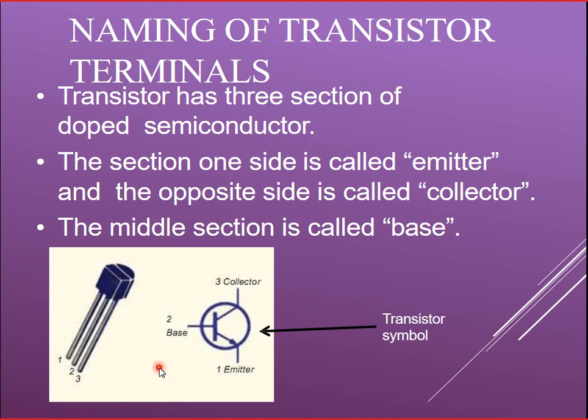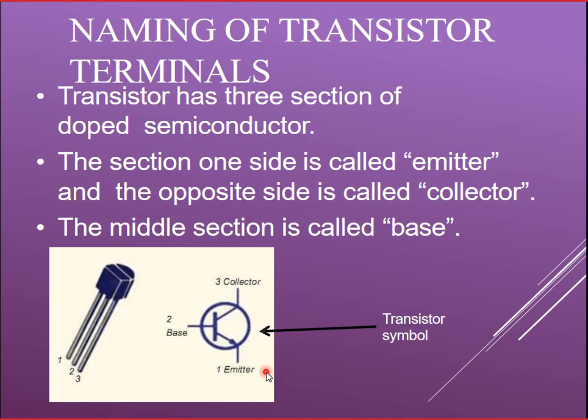So what is the reason? Let's see. Here the emitter will be there. What it does is it has a lot of electrons, so the doping concentration is very high. And what is the function of the emitter? It will emit the electrons.